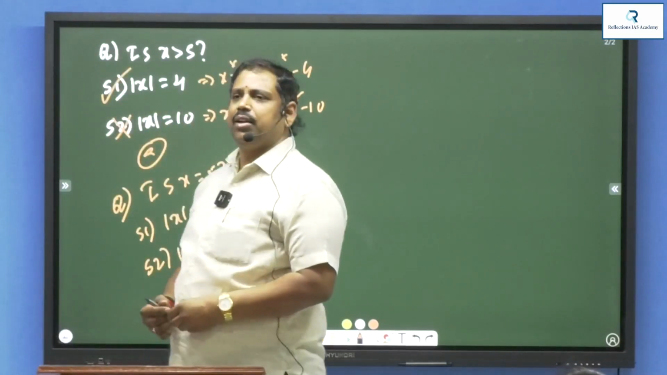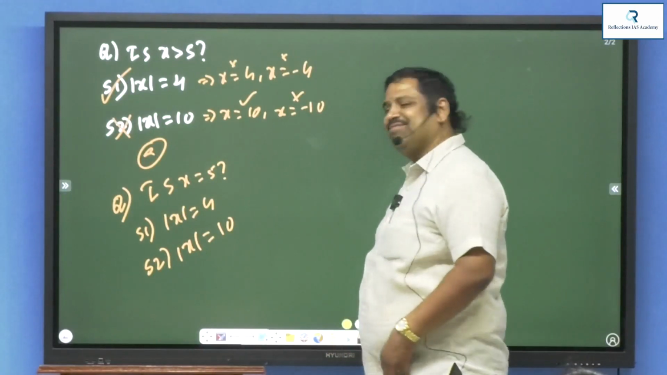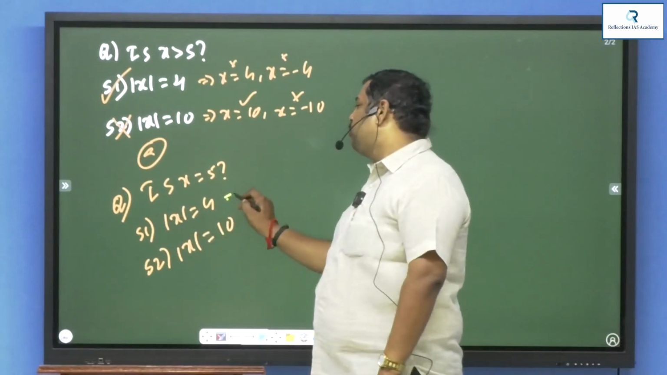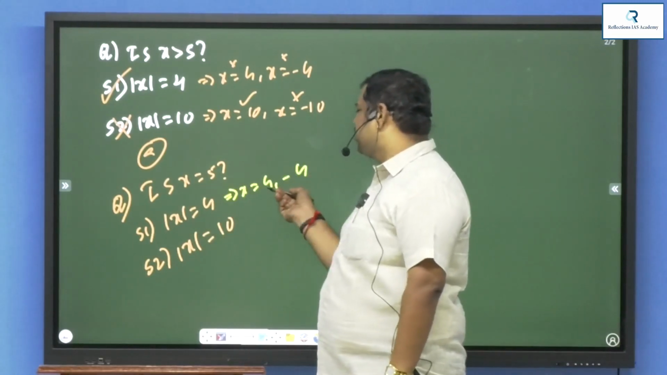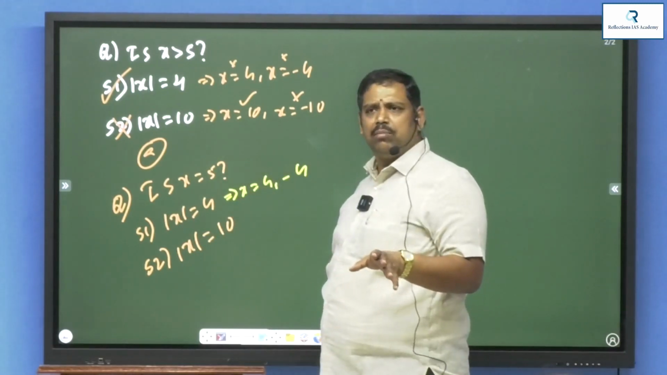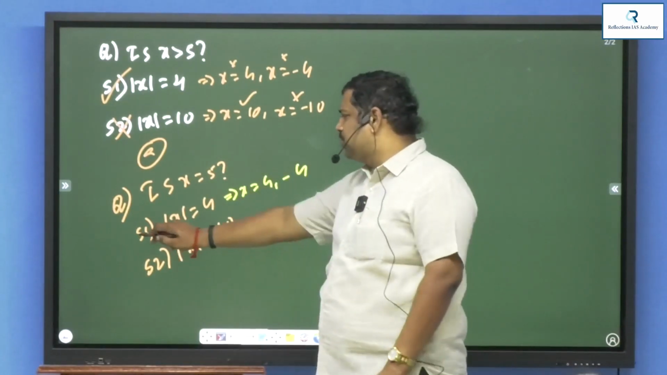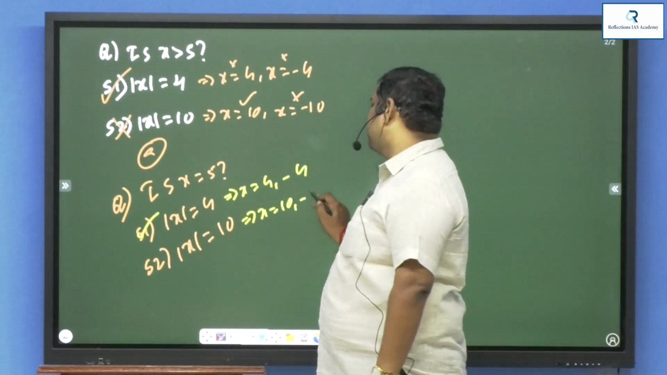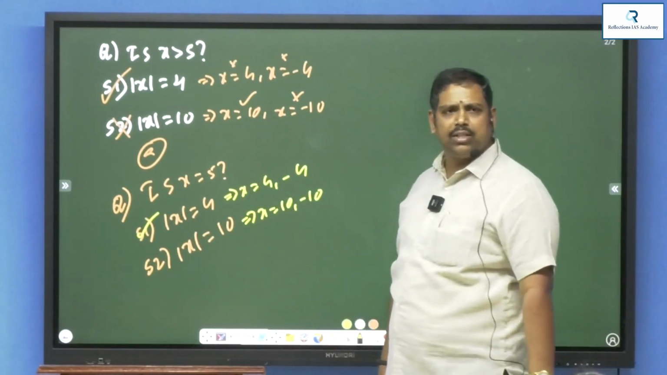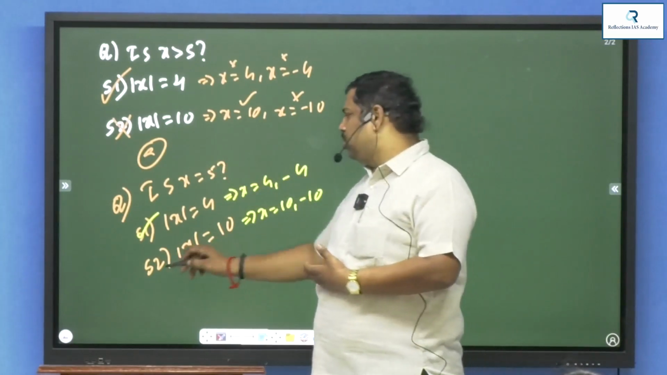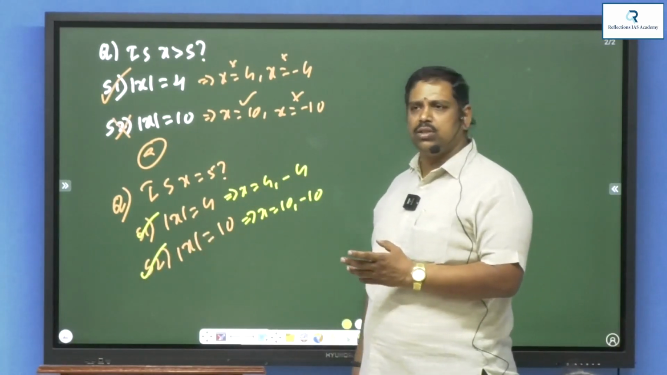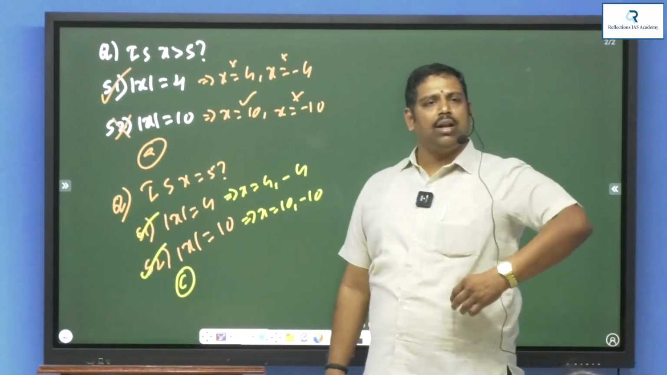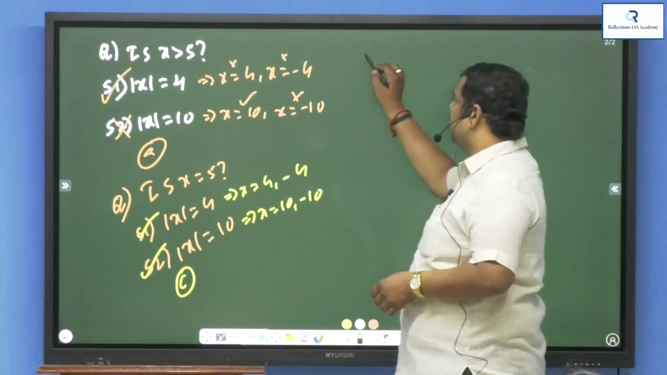Good. Shall we try? This time you unanimously gave the right answer. Very happy. Clap yourself. So mod x is equal to 4 means x is equal to either 4 or minus 4. Whether x is equal to 4 or minus 4, it is not equal to 5. So you got a conclusion, so this is sufficient. Next, mod x is equal to 10 means x is equal to either 10 or minus 10, but it will never be equal to 5. That is also sufficient. So first one sufficient, second one sufficient means either S1 alone or S2 alone is sufficient. Clear? Can I go to the next question?